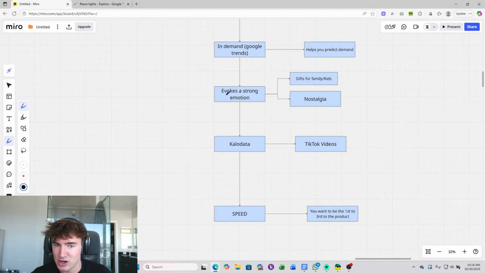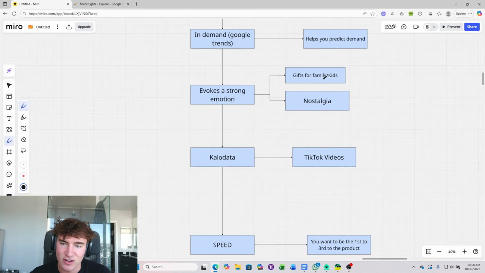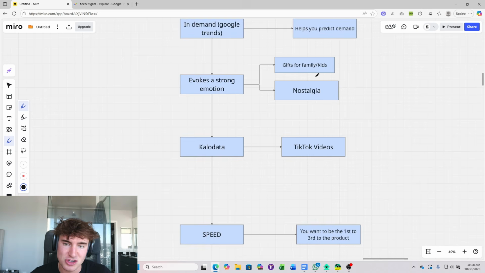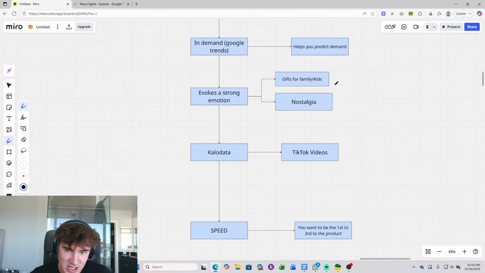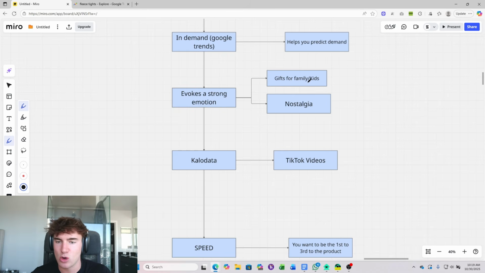The next thing we'll go over is evokes a strong emotion. So basically for this, how I'm thinking about it is gifts for family, gifts for kids, or nostalgia. So gifts for family, gifts for kids. Basically for kids, it could be more toy products. So you guys could be thinking what would be a really good gift that a mom or a dad, grandma, grandpa could give their kid for Christmas. That would make it a really good gift, obviously.